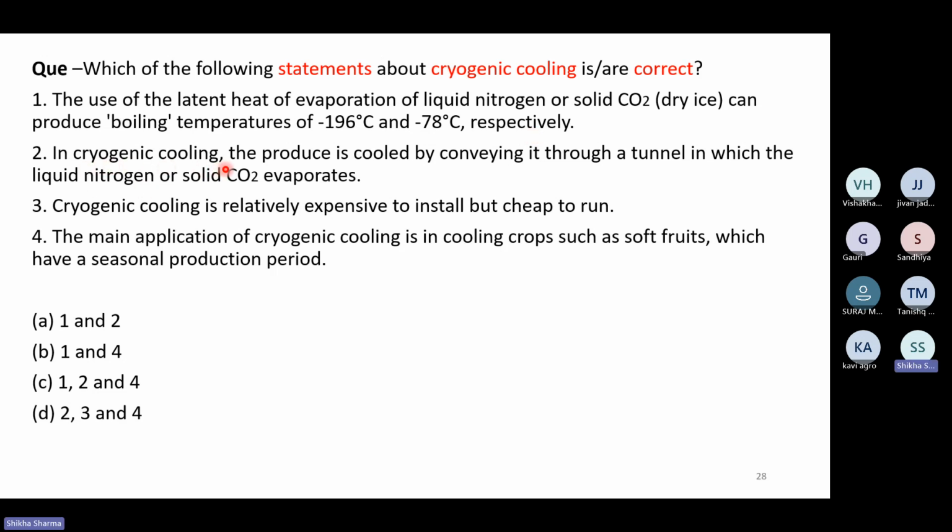Second, in cryogenic cooling, the produce is cooled by conveying it through a tunnel in which the liquid nitrogen or solid CO2 evaporates. Third, cryogenic cooling is relatively expensive to install but cheap to run. Fourth, the main application of cryogenic cooling is in cooling crops such as soft fruits which have a seasonal production period. So, which is correct?